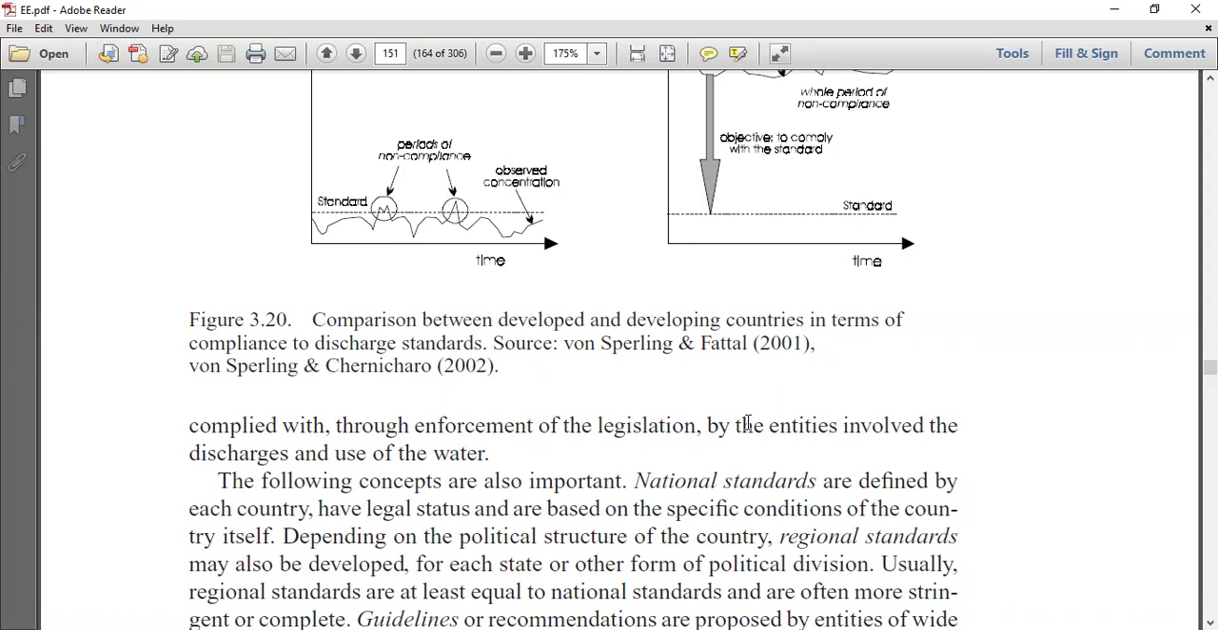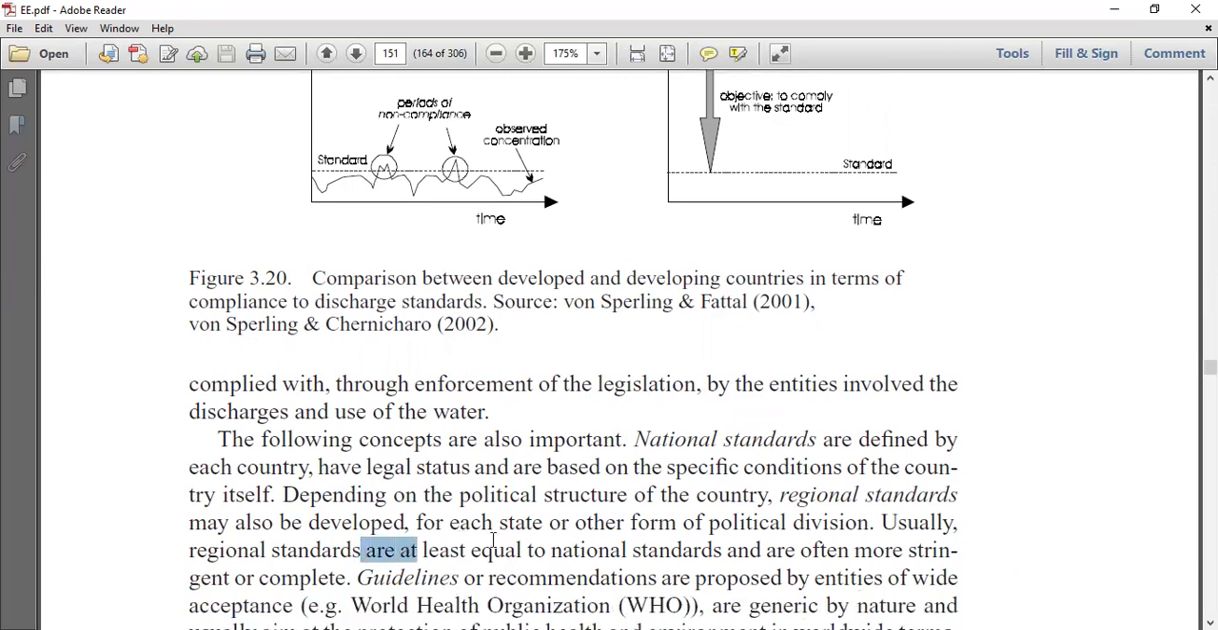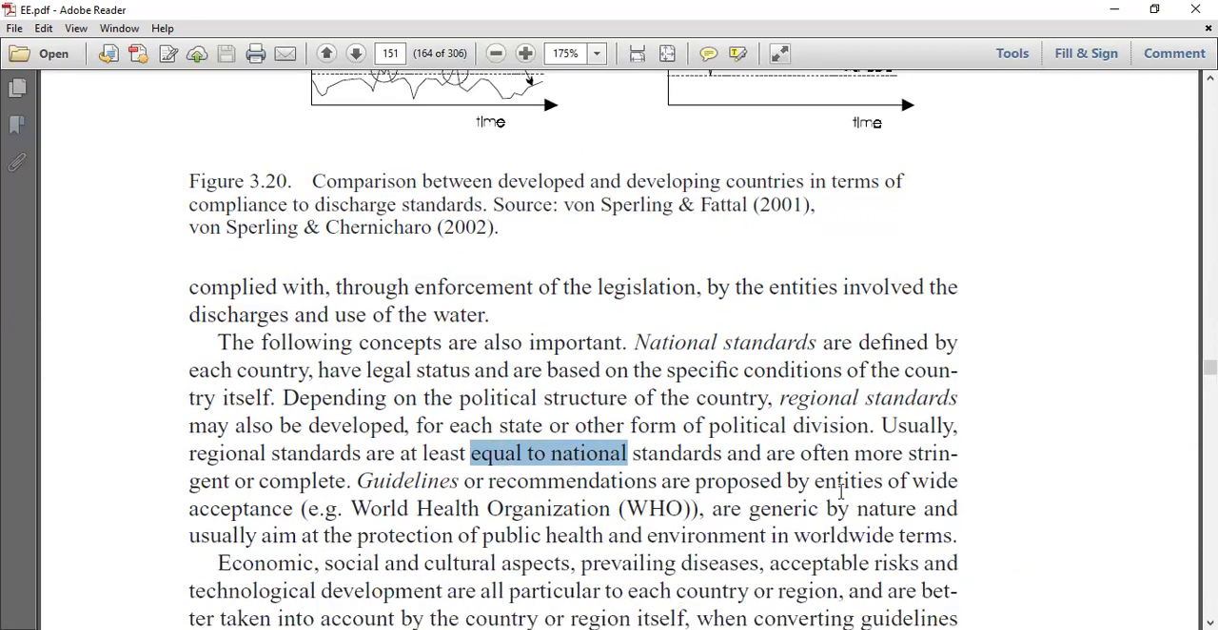National standards are defined by each country, have a legal status, and are based on the specific conditions of the country itself. Depending on the political structure of the country, regional standards will also be developed for each state or other form of political division. Usually, regional standards are at least equal to the national standards and are often more stringent or complete.